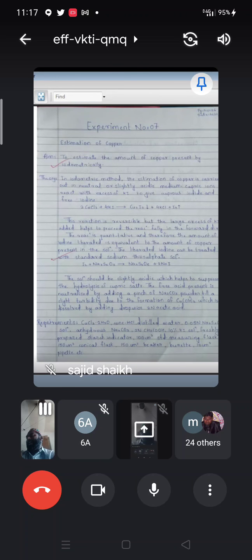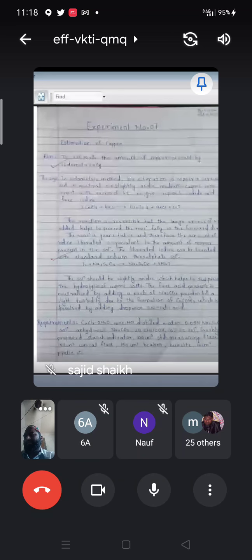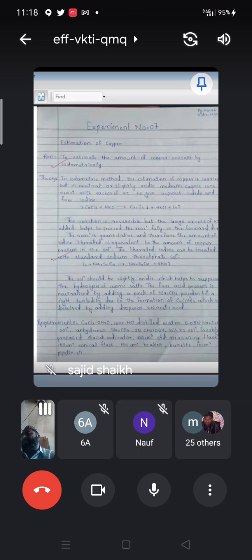In the iodometric method, the name itself indicates that we are going to use iodine, that is, we are going to estimate iodine. How we can estimate the iodine, that we have to see. The estimation of the copper is carried out in a neutral or slightly acidic medium.